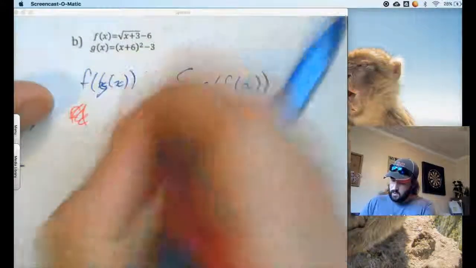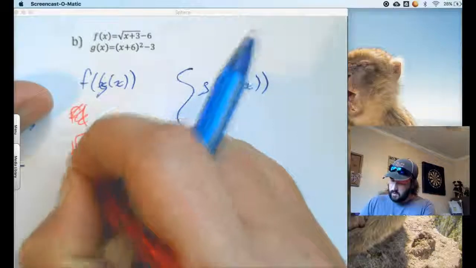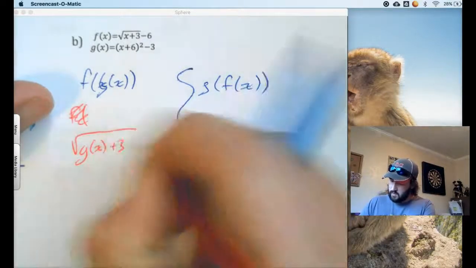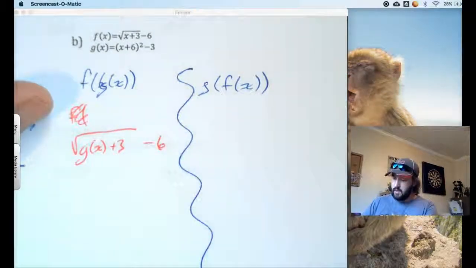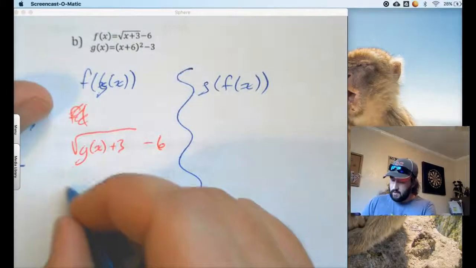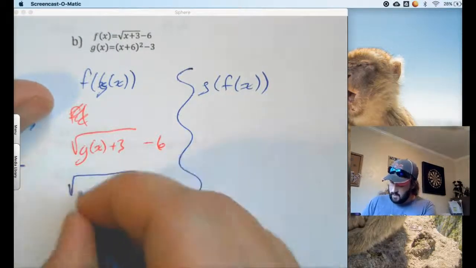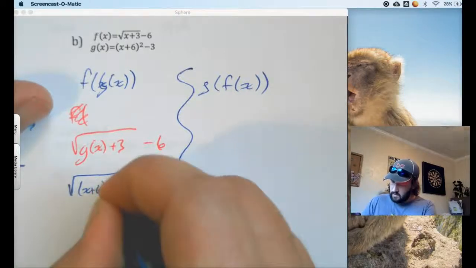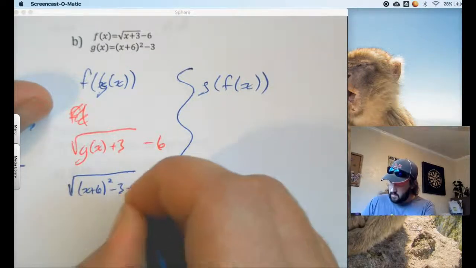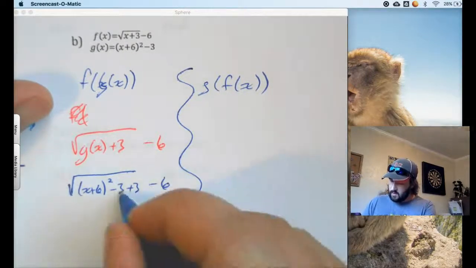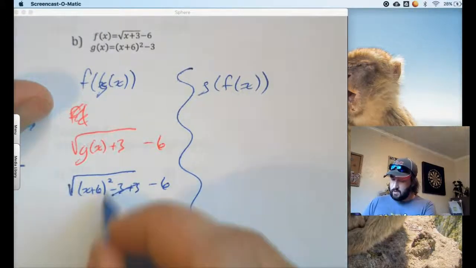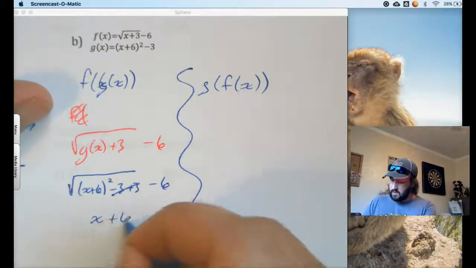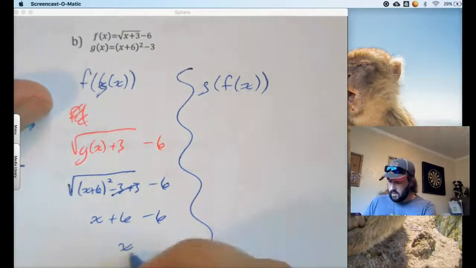So go to f, put in g of x, so square root g of x plus 3, and then minus 6 on the outside. And now g of x is all that junk. So square root of x plus 6 squared minus 3 plus 3 minus 6. Minus 3 plus 3 is 0. Square root of x plus 6 squared, so x plus 6 minus 6 simplifies to be x.